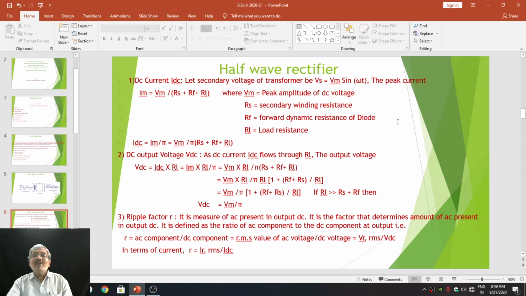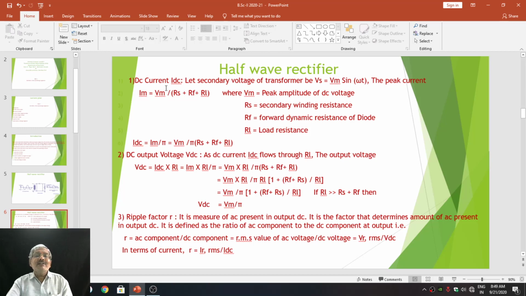Rf is the forward dynamic resistance of the PN junction diode. As in the circuit diagram, we have connected the PN junction diode. When it is forward biased, its dynamic resistance is given by Rf. We studied this last year when we studied the PN junction diode. RL is the load resistance which is connected across the half wave rectifier, across which we can get the DC voltage at the cost of DC current flowing through it.